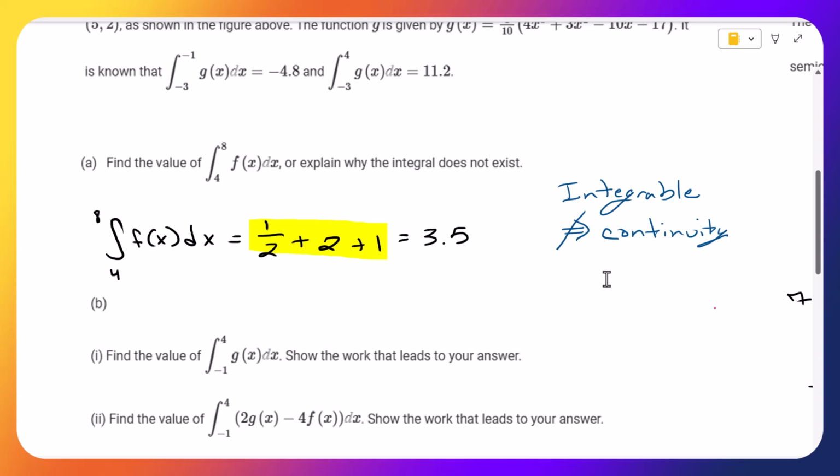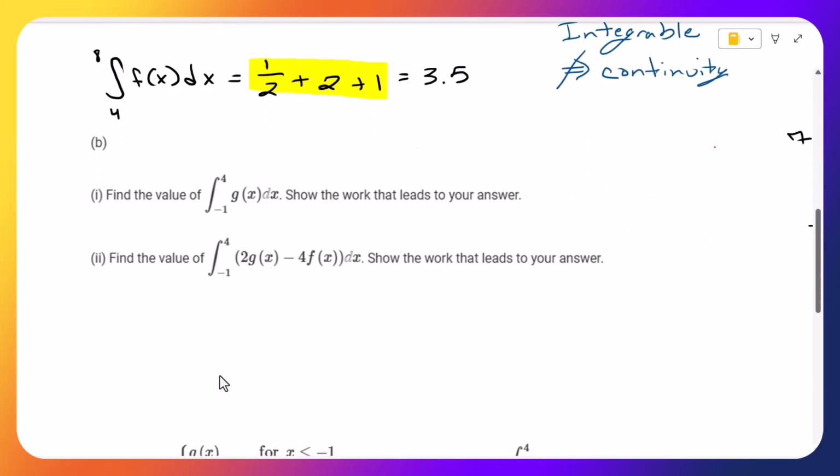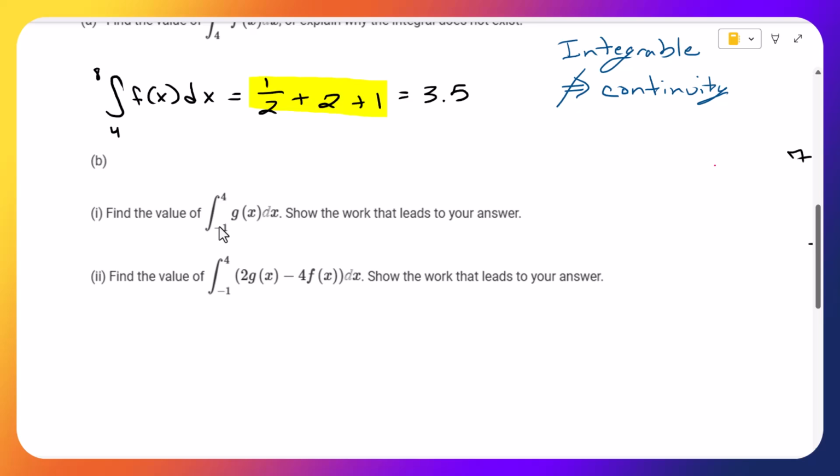Now part B, there's 2 parts for this. It's worth 3 points total between the 2 parts. And we want to find, for part 1, the value from -1 to 4, sorry, of g of x dx. Okay, how can we do this?